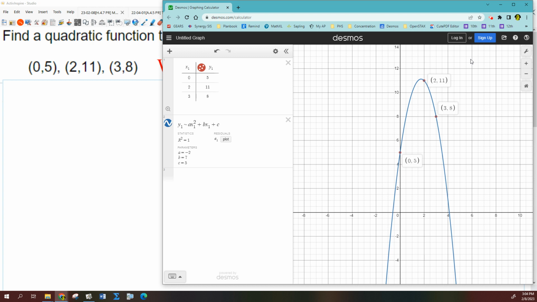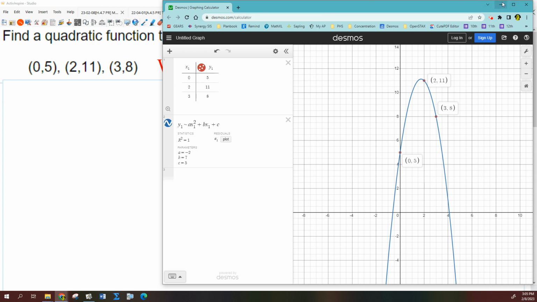What's r squared? I did regression, right? But it's 1, isn't it? Yeah, because if I do regression with 3 points, it's going to be a perfect fit because any 3 points defines a single parabola, okay? Any 3 non-collinear points, okay?